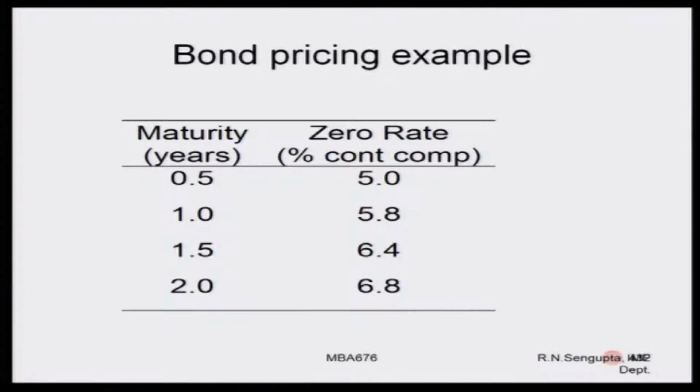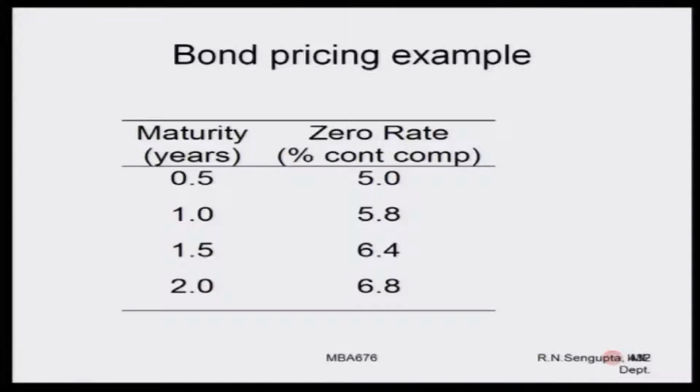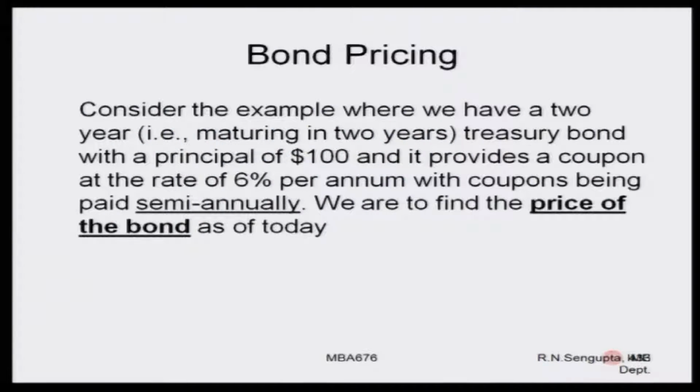It means that if you invest any money for a time frame of half a year, considering there is no intermittent payment, the interest rate on the principal amount would be 5%. If you put that money for 1 year, with no intermittent payment, the principal amount gets you an interest rate of 5.8% per annum continuously compounded. Similarly, for 1.5 years, no intermittent payment, the principal increases at 6.4% per annum continuously compounded, and similarly for the value of 6.8.